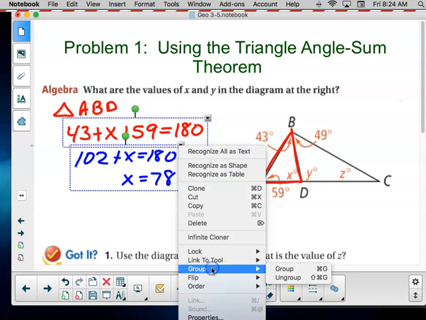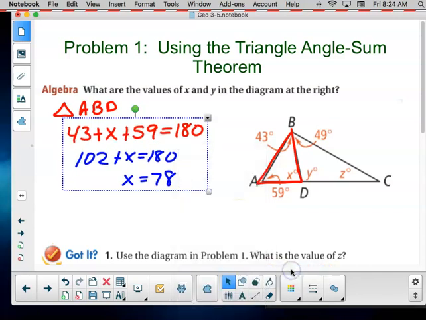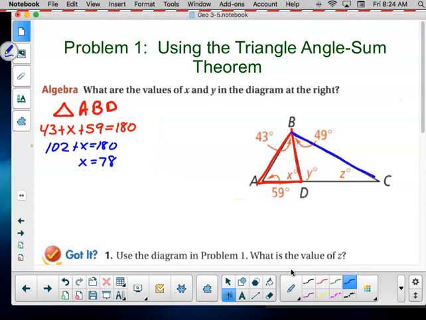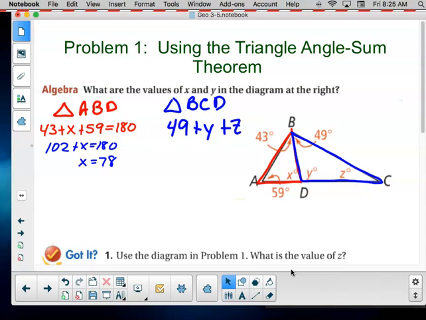Okay, so we're going to group that in so I can make some space here. Now, in my other triangle, my triangle BCD, I'm going to do some other stuff. But now, wait a minute. I only have the fact that I'm looking at 49 plus y plus z. How can I get y?